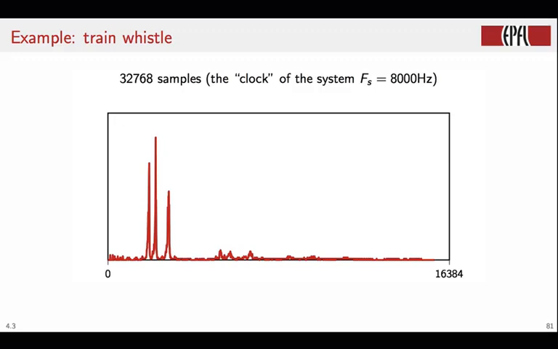So the sampling frequency is Fs equal to 8,000 Hertz, which means that Ts is 1 over 8,000 seconds. This is the time between samples. And also, the file contains 32,768 samples. We will see later why we often choose signal lengths that are a power of 2. So if you take the DFT of this file and plot its magnitude, you see that there are 3 peaks that probably correspond to the 3 notes being played.